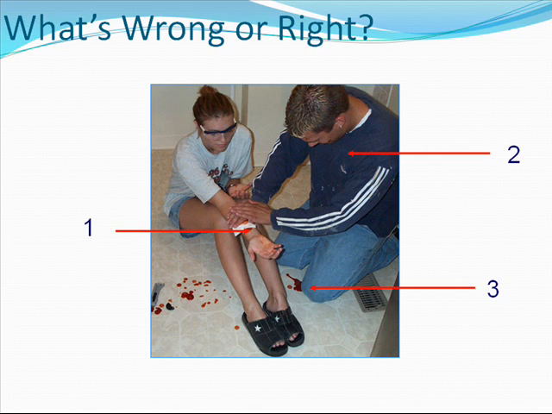Arrow 3. Notice that the person administering first aid has knelt in blood, therefore providing another way for bloodborne pathogens to enter the skin. Any cuts, sores, or otherwise damaged skin will allow the bloodborne pathogens to enter.